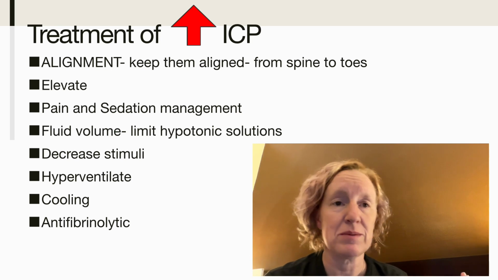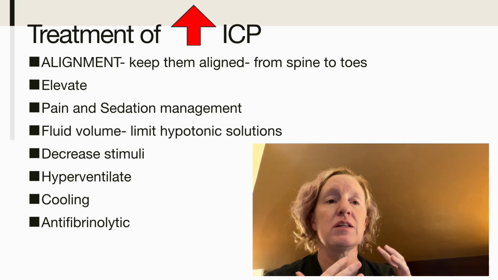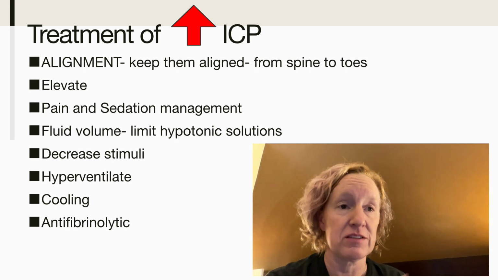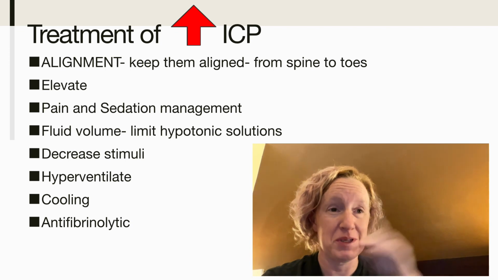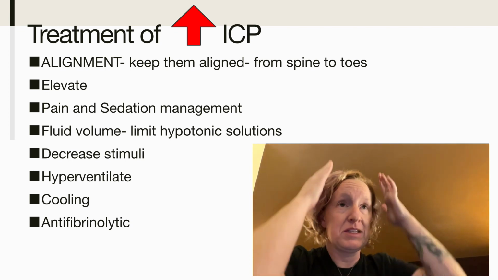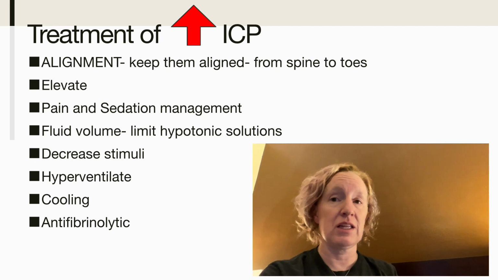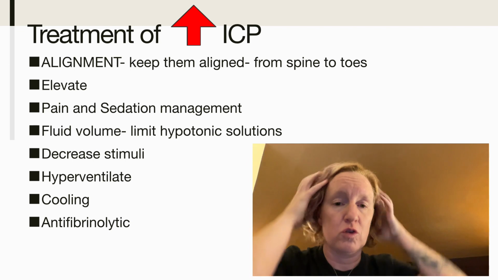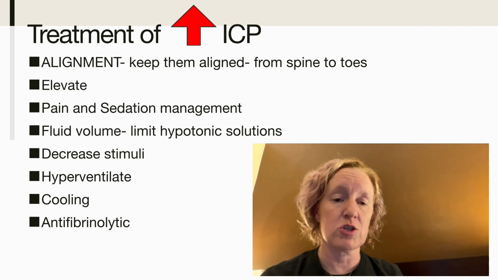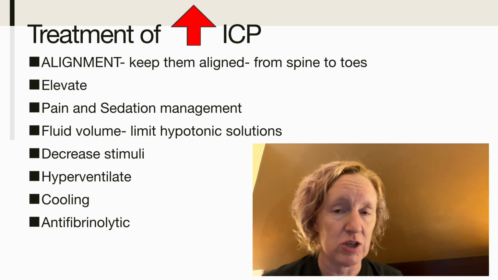Let's talk treatment, because that means we can do something about it. So we're talking about the treatment of increased intracranial pressure. The first easiest treatment for us to do is alignment. Alignment from head to toe to keep everything in alignment, because you've got to think about it. That cerebrospinal fluid washes over our brain and around our spinal cord. So all of that system is very, very interconnected.